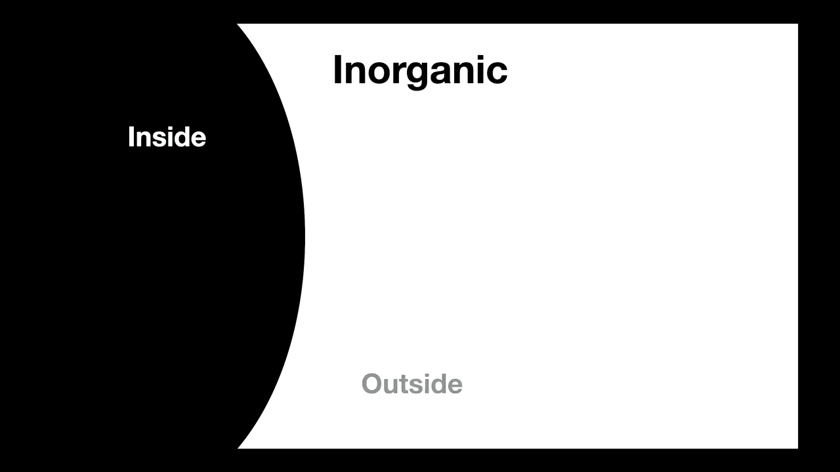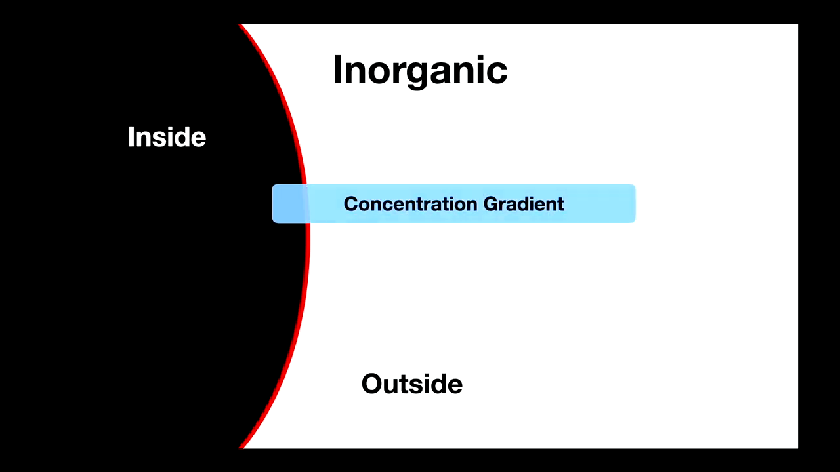So let's take a look at that. What we have here on the left side is a black area, and on the right side is a white area. What I'm exemplifying here is anything within the inorganic world that has an inside component and an outside component, and on the surface of the inside we have a semi-permeable membrane.